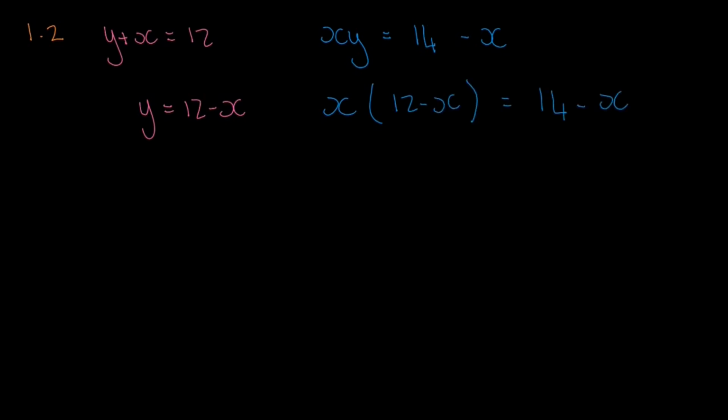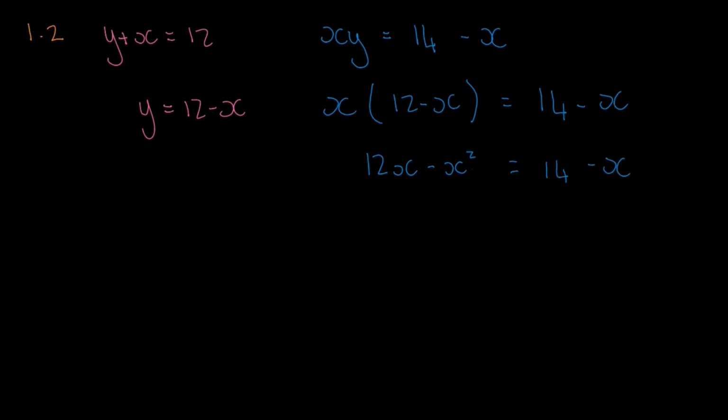Again, just to reiterate what I did over there, we noticed that y is equal to 12 minus x. Here is a y, therefore the 12 minus x goes where it was. Okay, so let's carry on. And the rest is just multiplying this bracket out, which is going to go like that and then like that. So you will be left with 12x minus x squared, and that is all equal to 14 minus x.